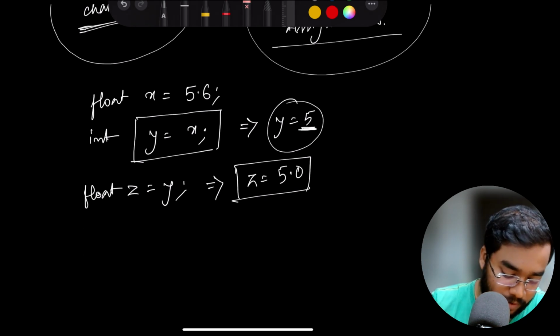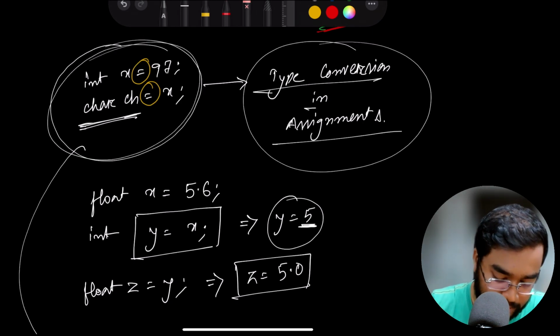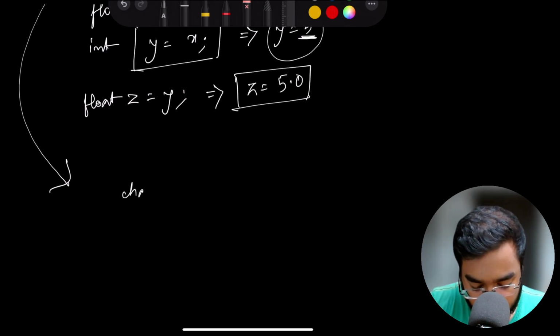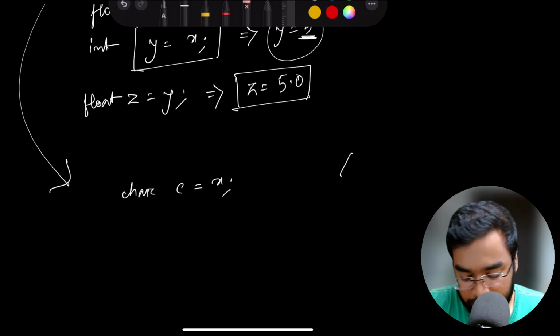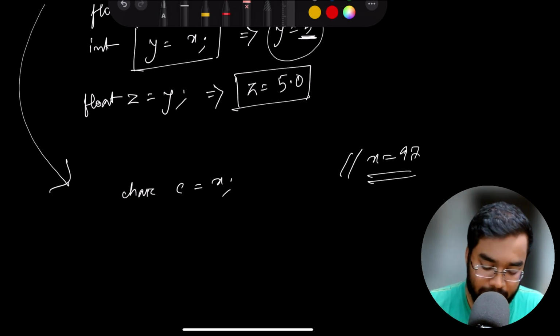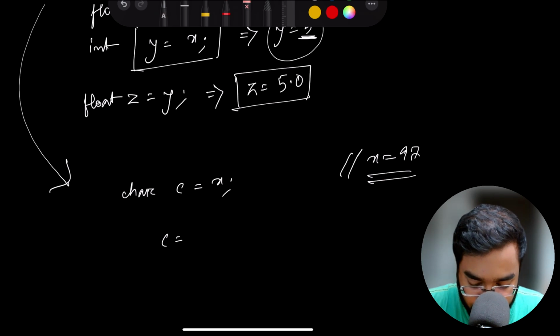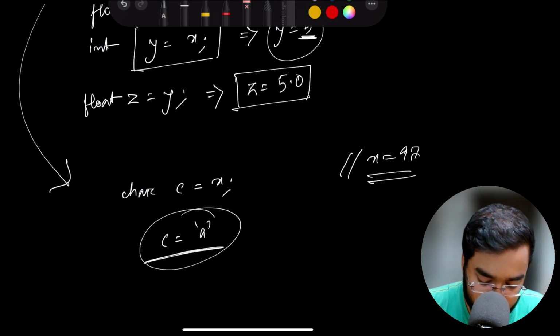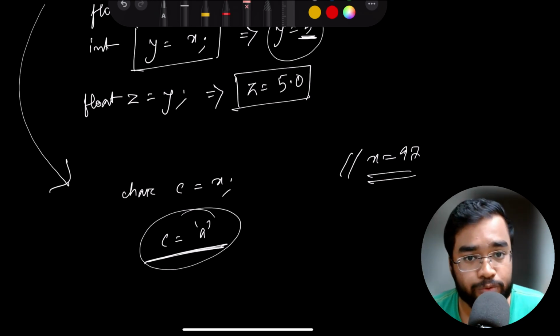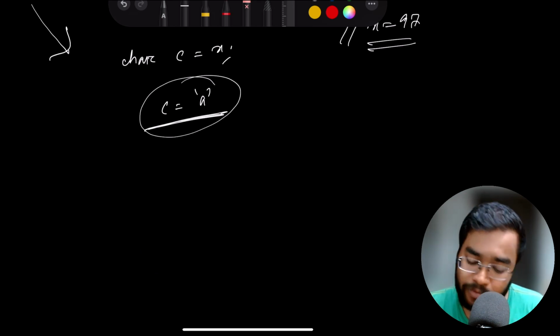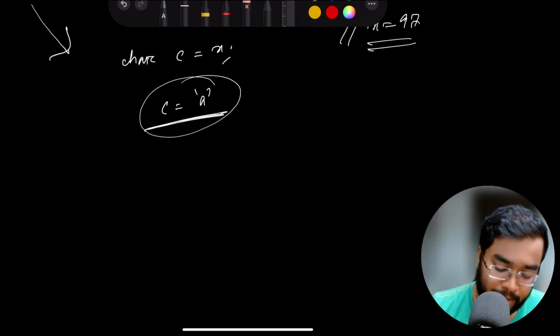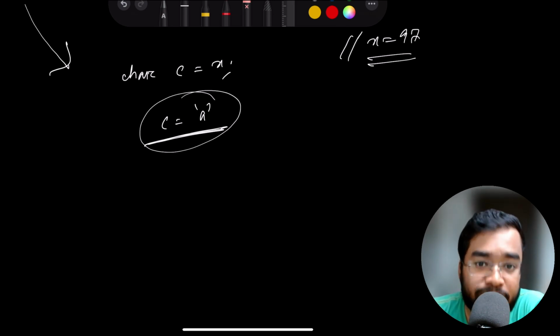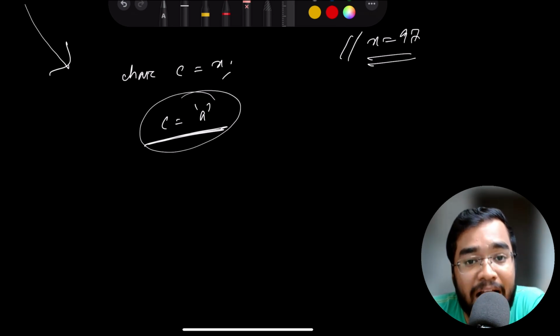Now if I talk about this example, what would happen? So character c equal to x, where x equal to 97, then c would have the value small a. So how is it small a? This is called ASCII values. We will talk about it in upcoming videos. Right now, this is not the correct time to discuss this, but we will definitely talk about ASCII values soon. But you can understand in one line that every character on your keyboard has an equivalent integer value, which is called ASCII value.